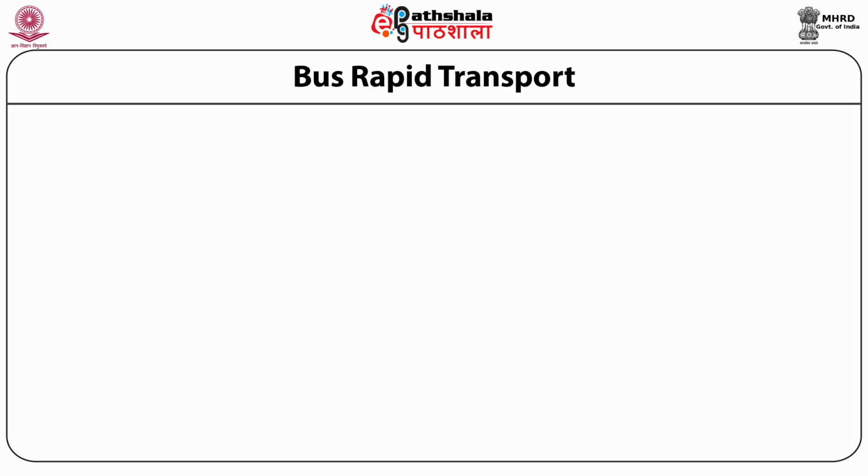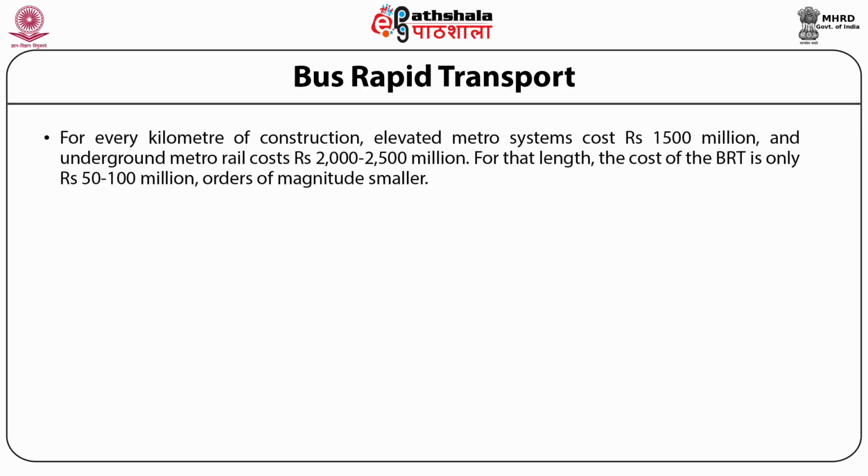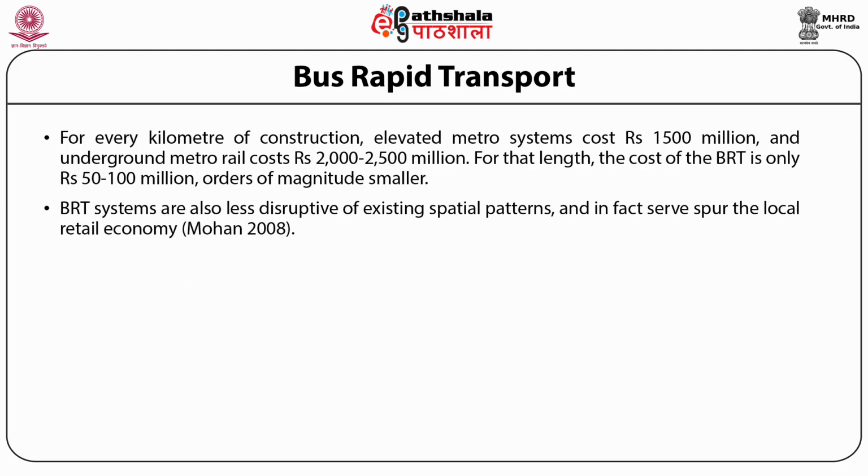Bus rapid transport. Relative to metro rail systems, bus rapid transport systems offer many gains on economic efficiency, accessibility, security, and environmental fronts. For every kilometer of construction, elevated metro systems cost 1500 million rupees, and underground metro rail costs between 2000 to 2500 million rupees. For that length, the cost of the BRT is only between 50 to 100 million rupees, orders of magnitude smaller. The bus rapid transport systems are also less disruptive of existing spatial patterns and in fact serve to spur the local retail economy.